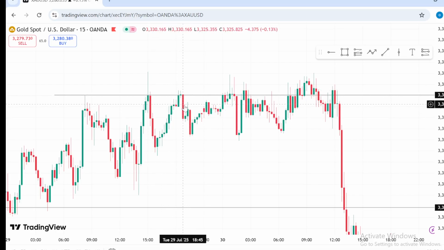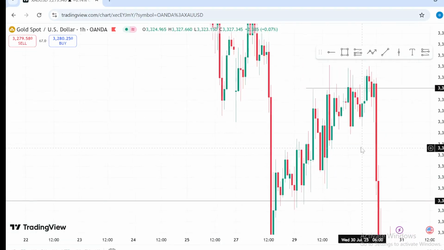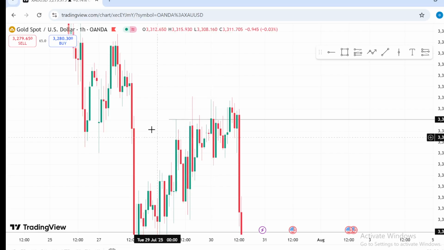I see price created this fair value gap here. You are not supposed to enter this, because we are just trading from the first touch right here. Okay, so now let's go into the 1 hour. Let me show you guys something. So as you can see, this was the first touch right here, and we couldn't get any opportunity to enter.